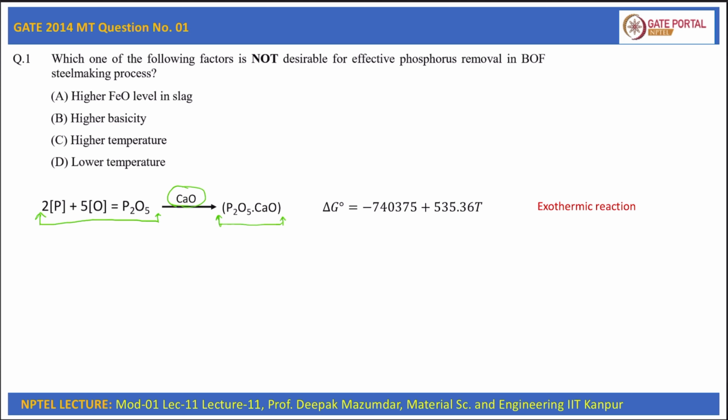So this is the delta G for this oxidation reaction. Delta G has the delta H term and the minus T delta S term. As we can see, delta H is negative, so this reaction is exothermic. For exothermic reactions, the reaction will be favored if we decrease the temperature. So for this reaction, lower temperature will be desirable.